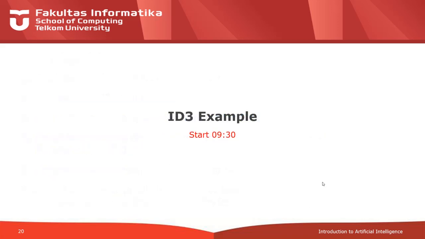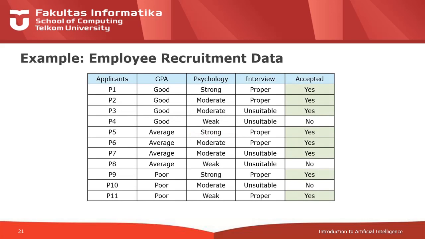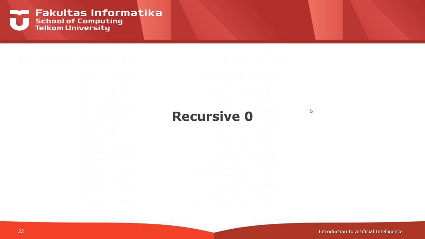So what is the example? We will use this employee recruitment data. As you can see, it's not so simple, the relationship between the input attributes and the classification attribute or the label or the output. Now first we have an iteration because the algorithm is called ID3, iterative.